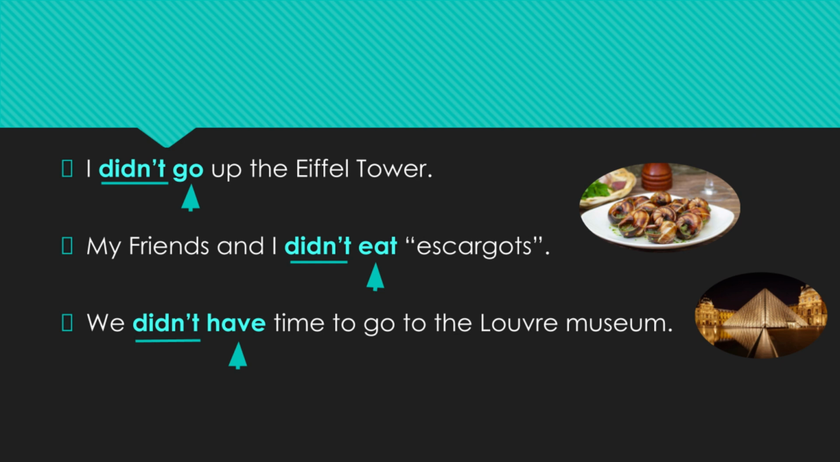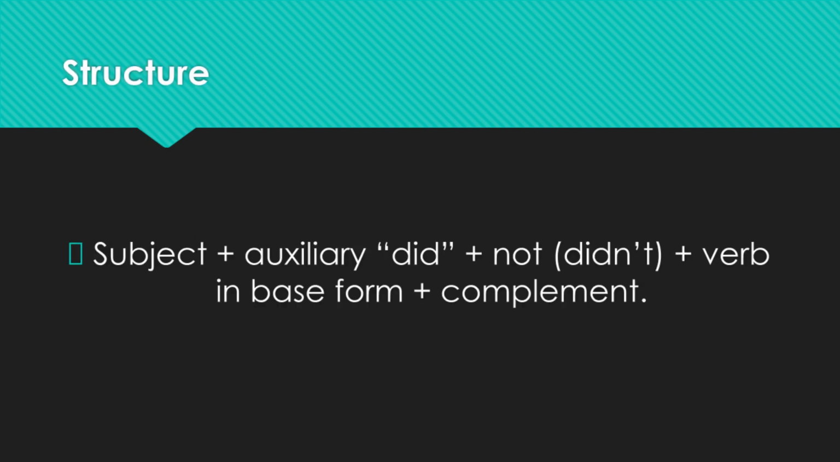And so, what is the structure? The structure is the subject plus the auxiliary did and the negative not. As you saw in the examples, we had the contraction, which is didn't. Sometimes the contraction is much more popular in spoken English, or we may say in informal English. When we are talking, or especially writing, in academic English, we don't use contractions. Then, after using the auxiliary and the negative form, we use the verb in base form and the complement.